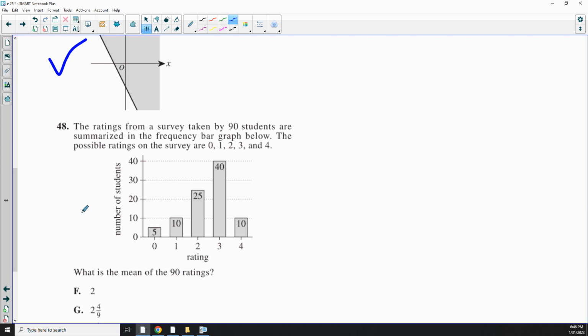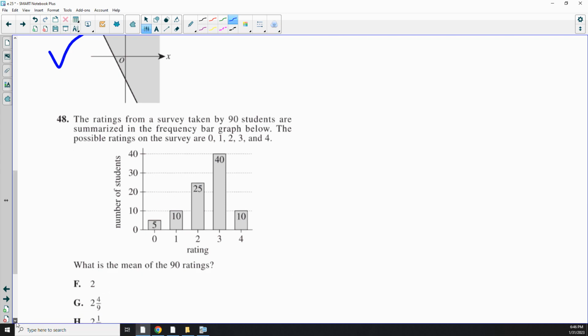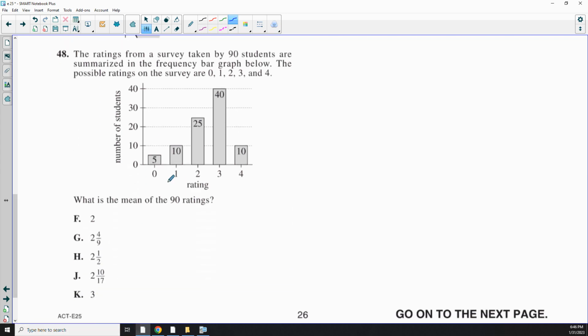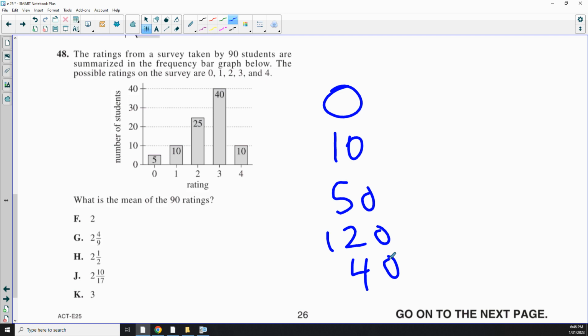What is the average? Average is total, so you have to multiply these up. 5 students scored 0, so that's 0 points. 10 students said 1. 25 gave me a 2. 40 gave me a 3, so I times that. And 10 students gave it a 4. So there's your average. You can add those up.